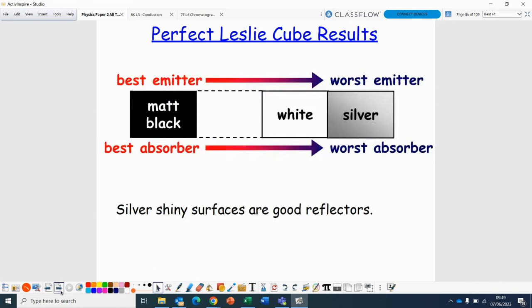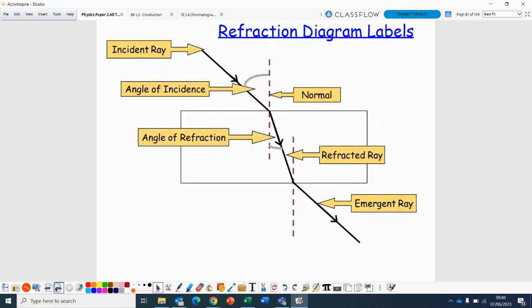The results you should find is matte black, so that's dull black, are the best emitters and best absorbers. Then every other colour, so greys, pinks, whatever, till you get to white, which is nearly the worst emitter, and silver is the worst emitter, worst absorber. Do remember, just because they're the worst at it doesn't mean they don't do any absorbing and any emitting. They do, just not as well as black. And make sure you're aware that shiny surfaces are good reflectors.